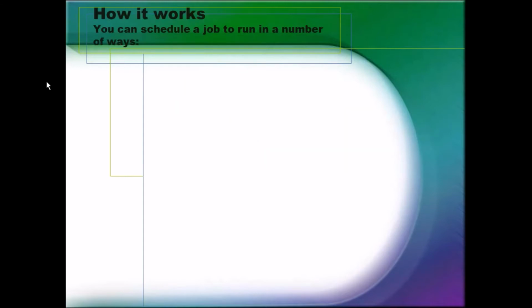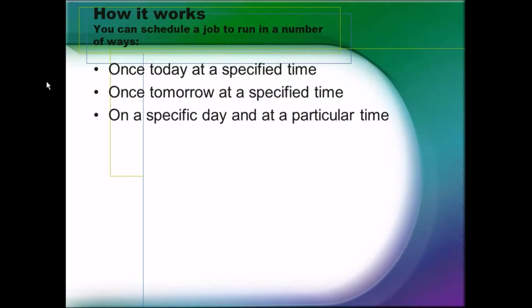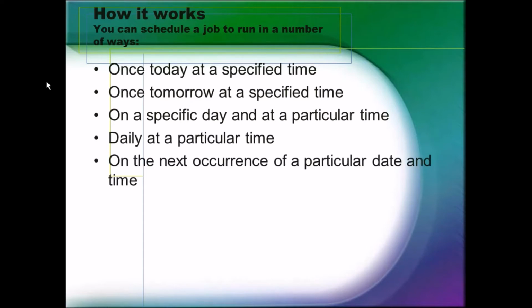Then how does it work? You can schedule a job to run in a number of ways. Multiple ways are available. First, if you want to run a job only once at a specified time, then once tomorrow at a specified time. If you want to run a job on a specific day at a particular time, that way also we can schedule it. Daily at a particular time is also supported, and on the next occurrence of a particular date and time.